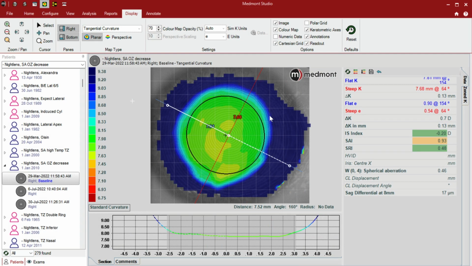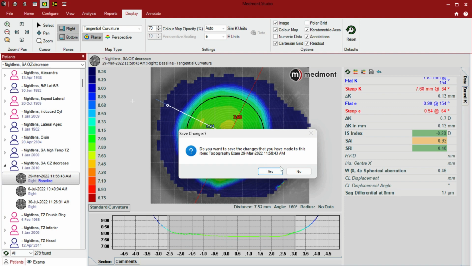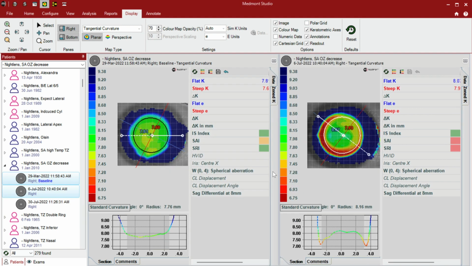Let's have a look at two very useful features that are available in the Medmont Studio 7 software. These are particularly useful for trying to anticipate where the treatment zone following night lens wear is going to happen, or if you're fitting a multifocal lens, where any decentration might occur with the multifocal optics.